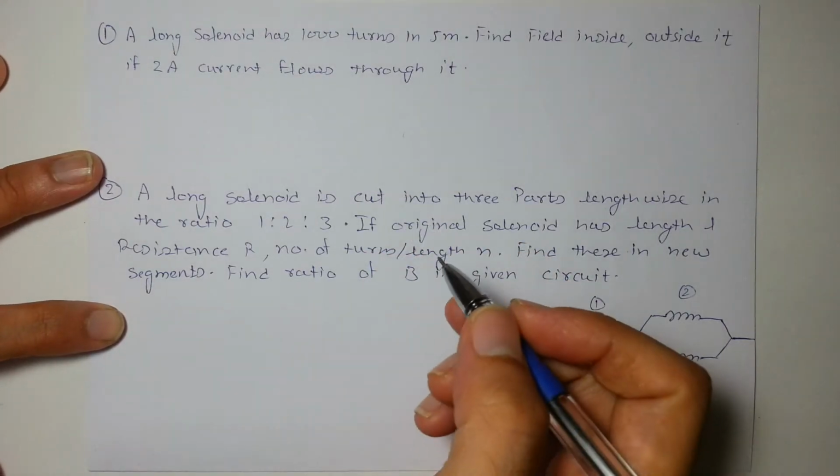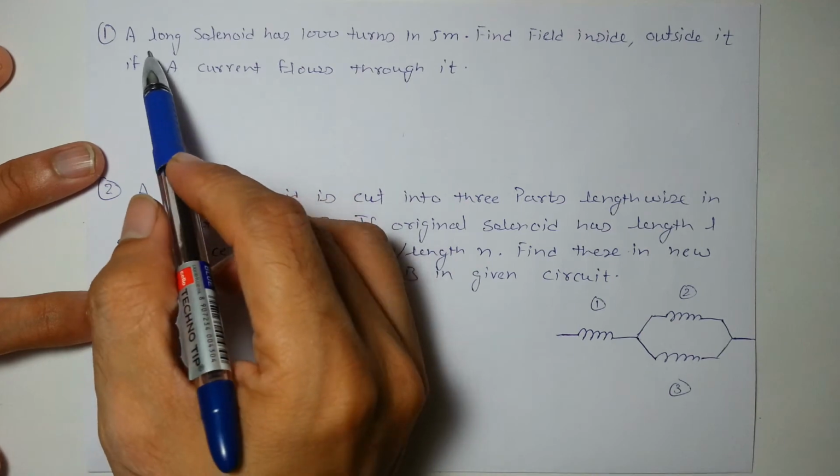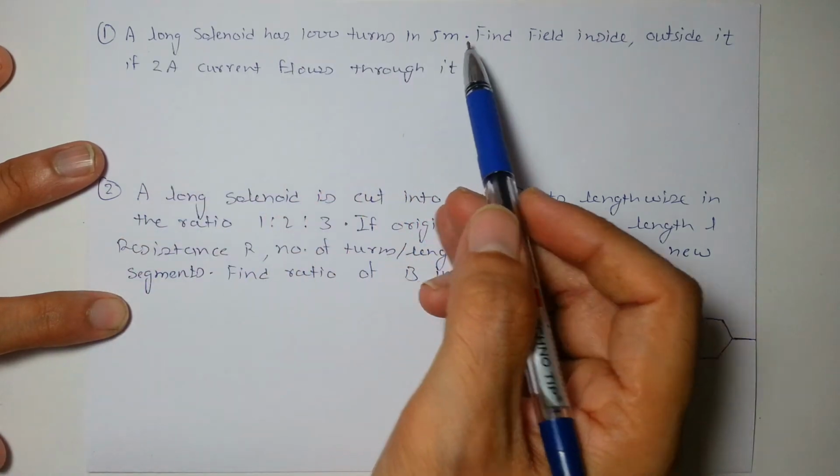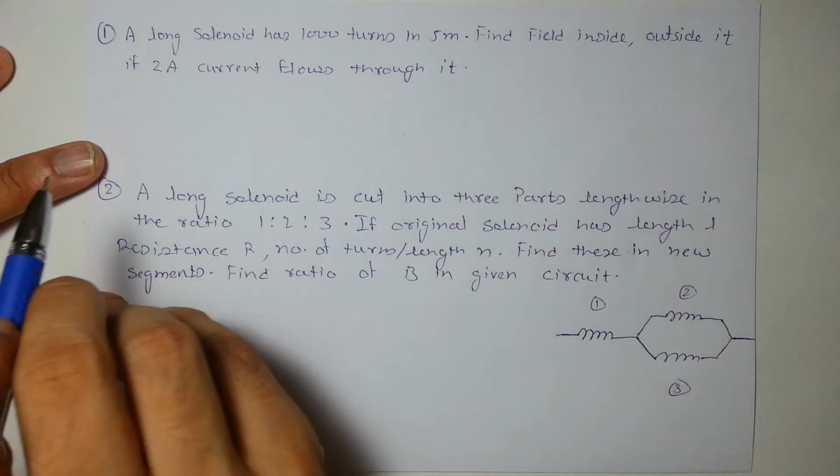Friends, in this video we'll be solving a few questions on solenoid. Let's start with the first one. A long solenoid has 1000 turns in 5 meter. Find the field inside and outside it if the current is 2 ampere which flows through it.